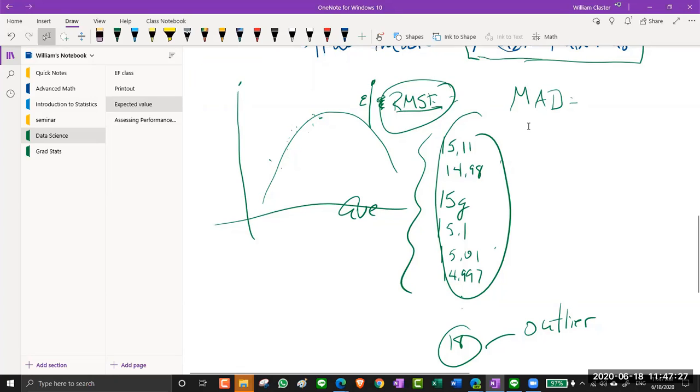So if you're really worried about outliers and you don't want a model which has big outliers, you might choose RMSE, because that will say, oh, that's a really bad model, so you won't use it in that case. Okay, so that's the idea.